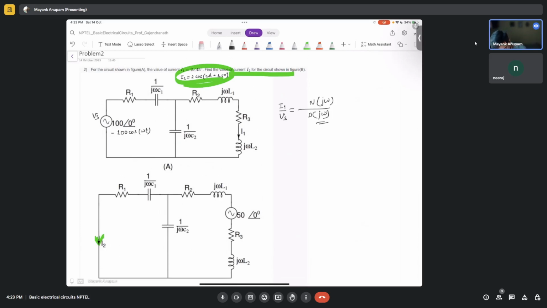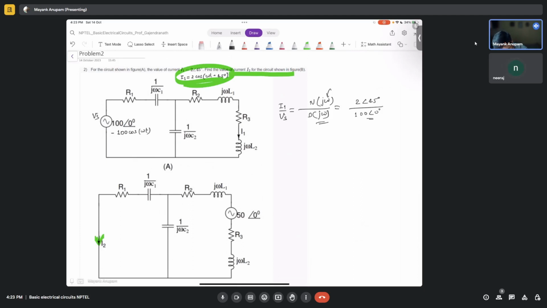But now, this has been given to you. I1 was given to you. I1 is how much? 2 angle 45. And this is 100 angle 0 degree, right? And omega actually is fixed. Omega is not given here, isn't it? You see, omega is not given here.